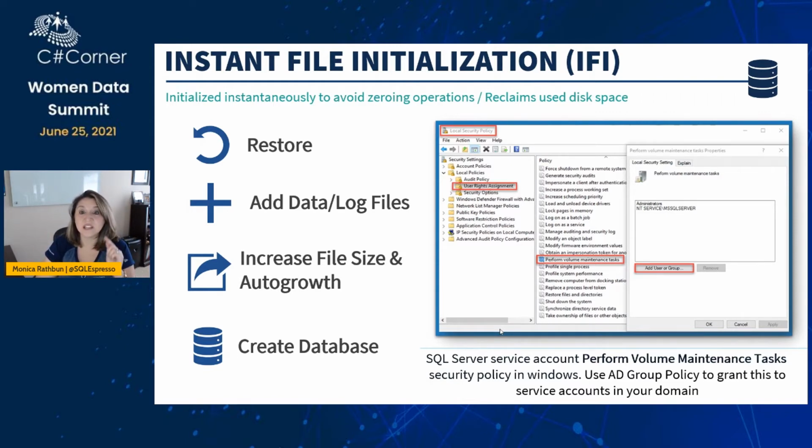If you don't have this, it's possible that your restores are taking a long time. Creating a database can take a long time. Your restarts, because Tempdb has to grow and be created, can actually take a long time.